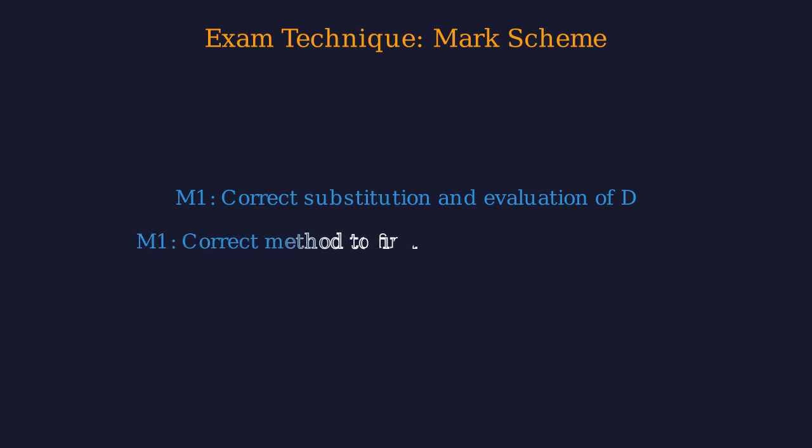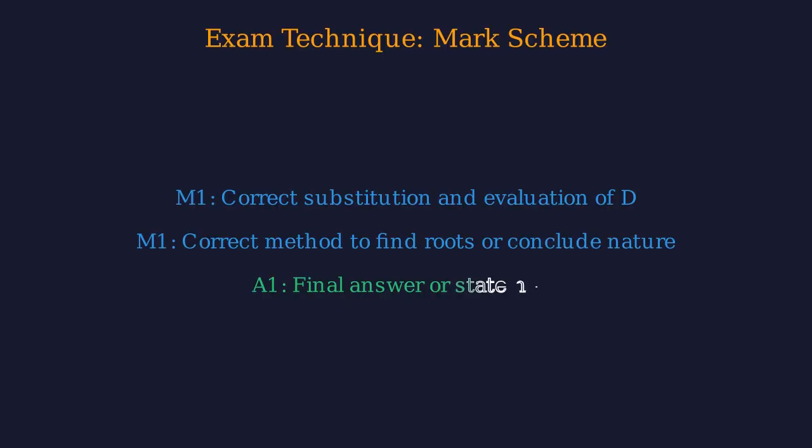The exam technique is exactly what picks up marks. For a discriminant question, examiners usually allocate marks like this. M1 for correct substitution and evaluation of D, M1 for the correct method to find roots or conclude their nature, and A1 for the final answer or statement. So even if you can't finish the roots, writing D with your arithmetic can capture that first mark.